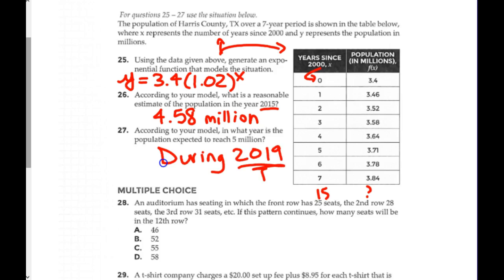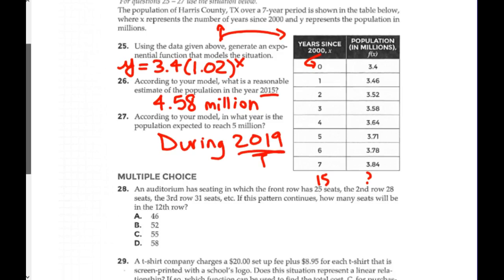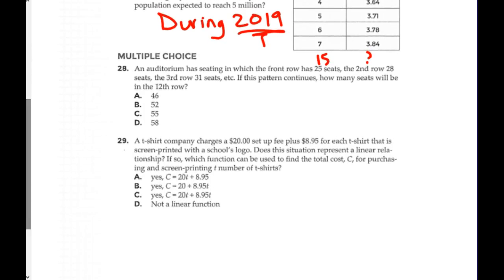Remember, don't just put year 19, it's since 2000, so 2019. Multiple choice, yay! Auditorium has seating. Front row is 25, second row is 28, third row has 31. Okay. First row, second row, third row: 25 seats, 28 seats, 31 seats.